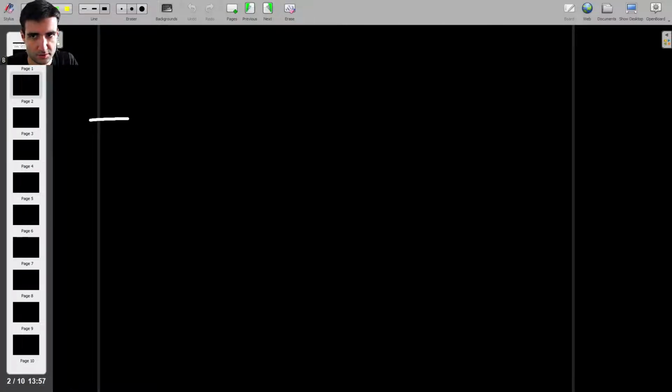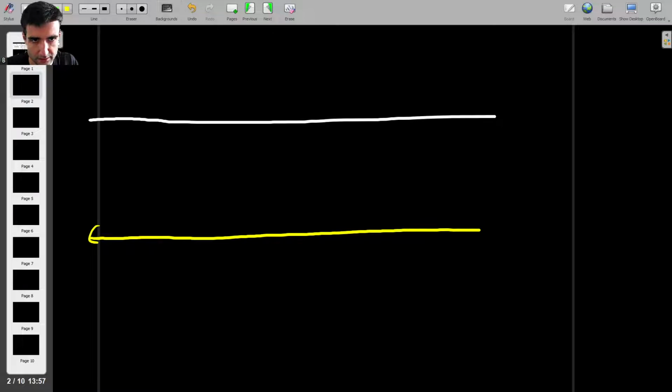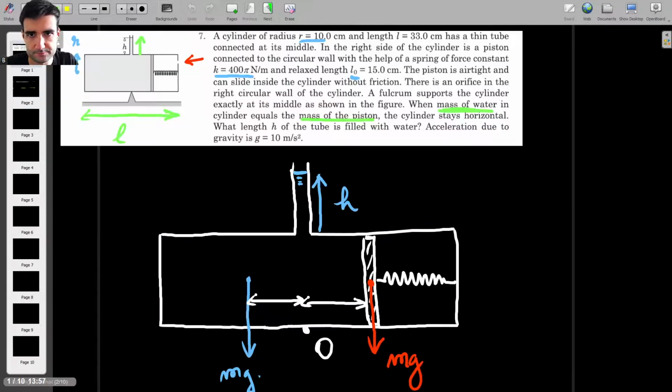Okay, so let's try doing it this way. I'll just draw the bottom part of the cylinder just to make things a bit simpler. Now this has an overall length of 33 centimeters.